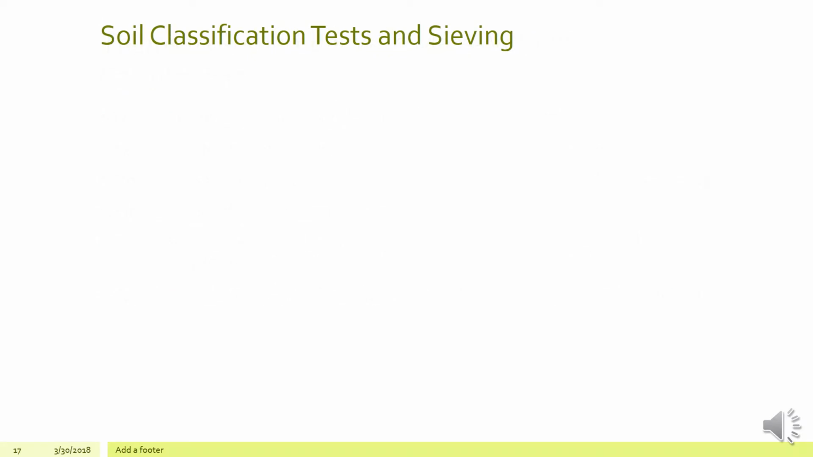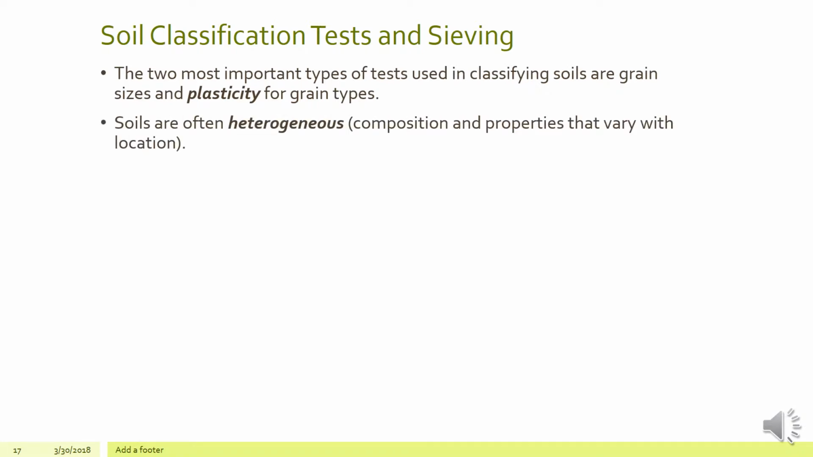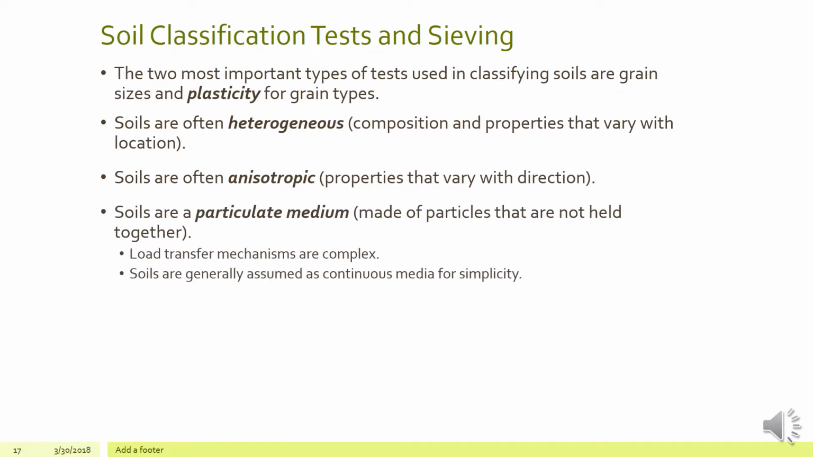Let's take a look at soil classification tests and sieving. The two most important types of tests used in classifying soils are grain sizes and plasticity for grain types. Soils are often heterogeneous, with composition and properties that vary with the location. Soils are often anisotropic, with properties that vary with direction. Soils are a particulate medium made of particles that are not held together. Of course, load transfer mechanisms are complex. Soils are generally assumed as continuous media for simplicity.